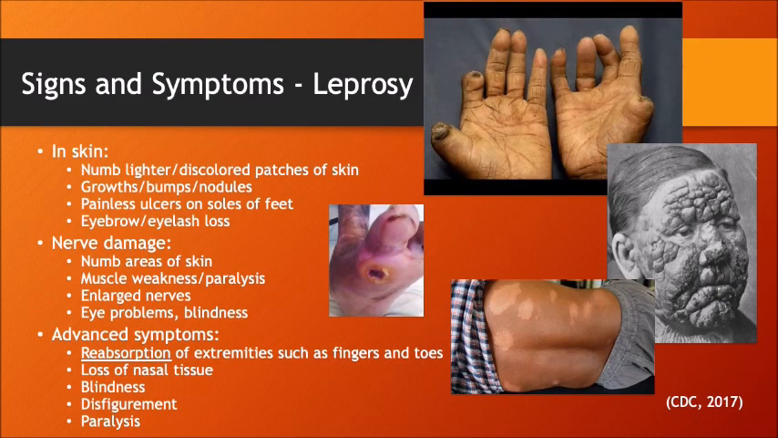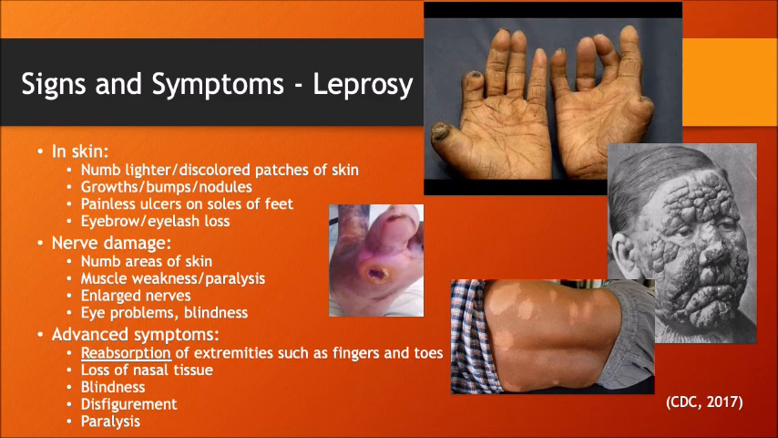The symptoms of leprosy are going to present differently based on how advanced the disease is, but in skin, you're going to be experiencing numbness, discolored patches, rash, growths, bumps, ulcers on the feet. In terms of nerve damage, again, numbness, weakness, paralysis in more advanced cases, nerve enlargement, red areas, swollen areas, eye problems, blindness.